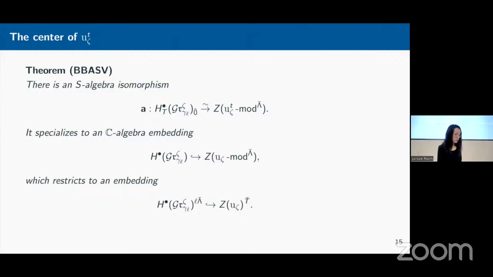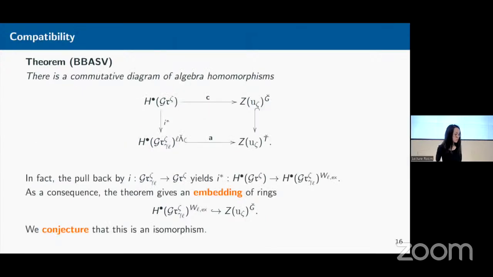Okay, so then the third result is the compatibility between the two morphisms I explained. So in the first theorem, I explained a map from the cohomology of the affine Grassmannian to the G invariant part of the center. And in the second part, I explained you have a map from the L λ check invariant part to the T invariant part of the center.